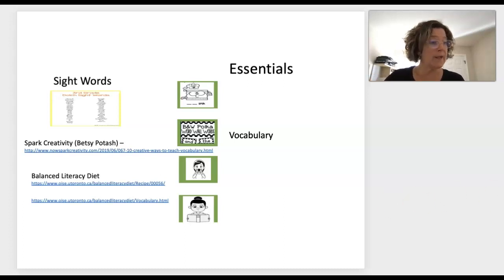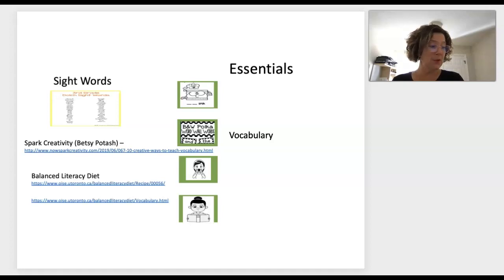Vocabulary, again, depends on your philosophical ideology. You could work on some sight words if you think that memorizing those sight words is important. There are also two of my favorite places to look for fun vocab pedagogy. One is Spark Creativity with Betsy Potash. She has some cool ways to teach vocab that are a little bit out of the ordinary. And then Balanced Literacy also has some in there.